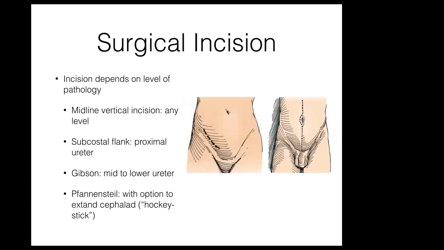Now, for the surgical incision, it depends on the level of the pathology. The midline vertical incision will be applicable to any portion of the ureter: the upper, the middle, and the distal. The subcostal or flank incision is for the proximal third of the ureter. The Gibson is for the mid to the lower ureter, and the Pfannenstiel incision is for patients who have undergone previous surgery with the Pfannenstiel incision, with the option to extend the incision cephalad in a hockey stick formation.